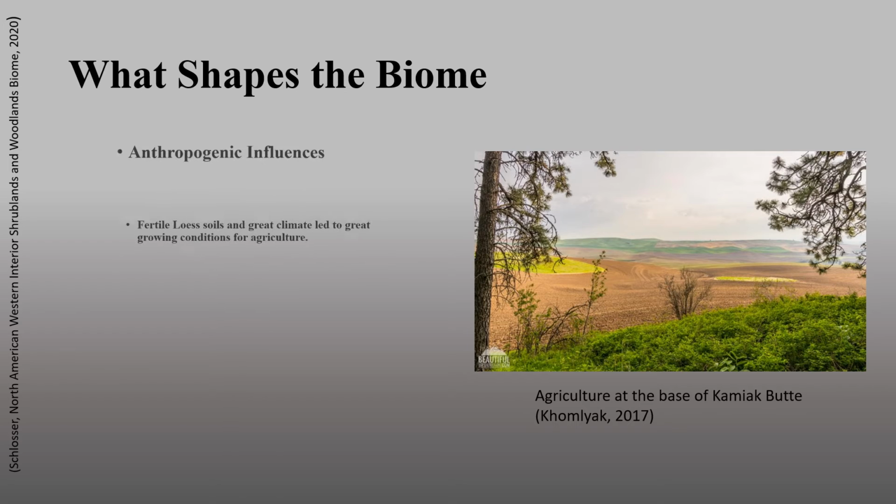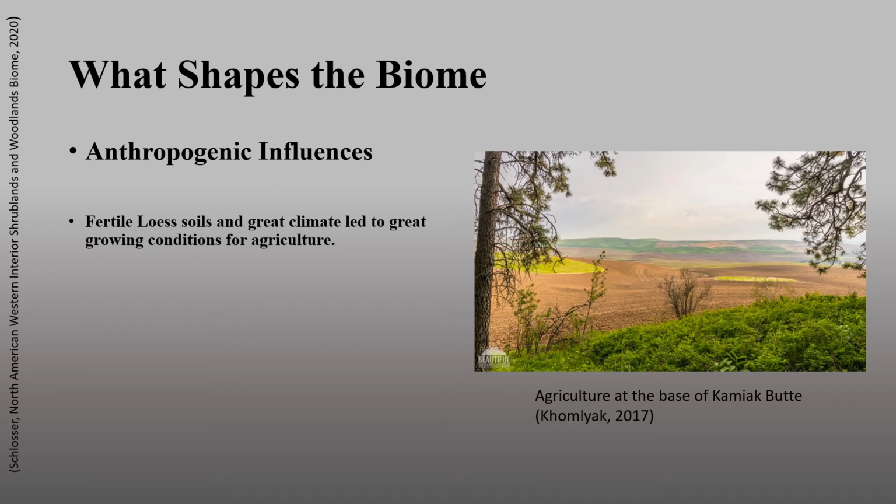The Palouse region where Kamiak Butte is located is known for its fertile loess soils. This has led to agriculture completely taking over much of the land in the area surrounding the butte and drowning out native vegetation. As well as this, humans have increased the likelihood of wildfires that have the potential to greatly affect the butte.